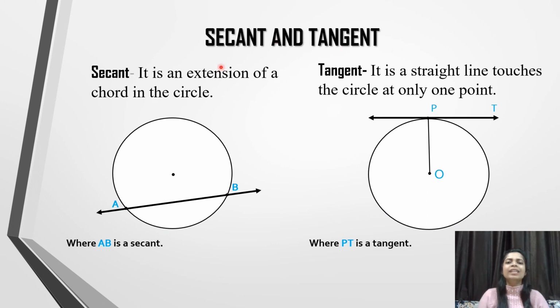Now, what is secant and tangent? Secant is an extension of a chord in a circle. If we extend a chord, then that is called a secant. Now, what is a tangent? It is a straight line that touches the circle at only one point. In this figure, you can see that PT is a straight line which is only touching the circle at P. This is a tangent of the circle.